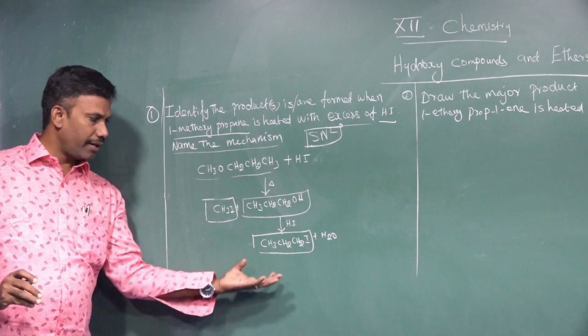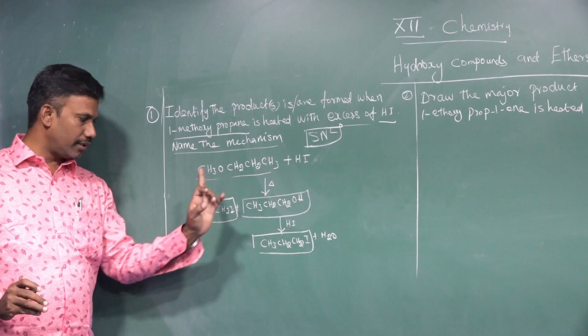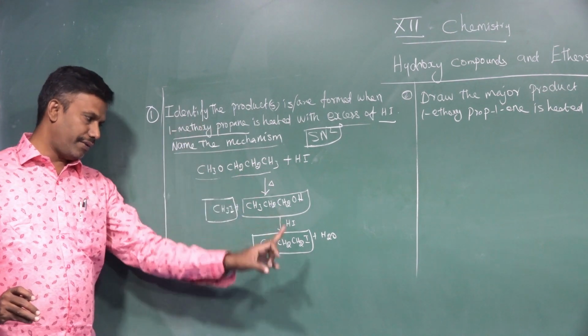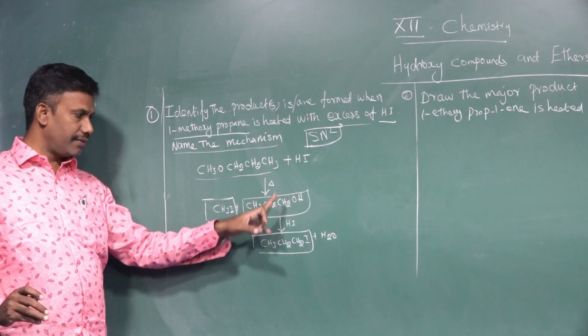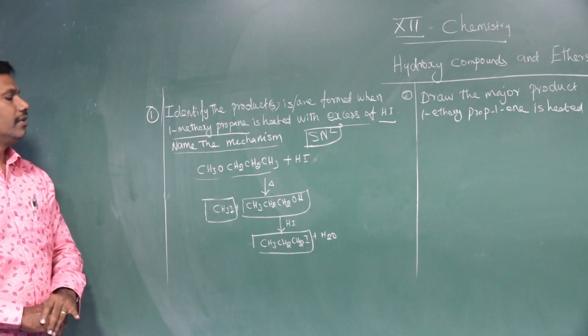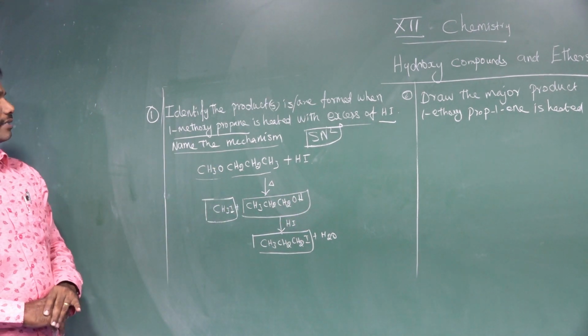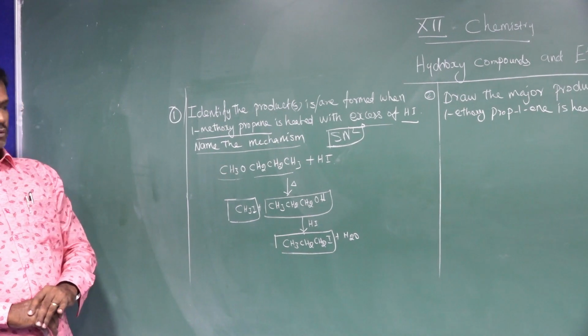Now I will write it stepwise. You first get an alcohol and methyl iodide from the smaller group, and further the excess of HI treats the propyl alcohol, and you get propyl iodide. It's clear. Let us move on to the second question.